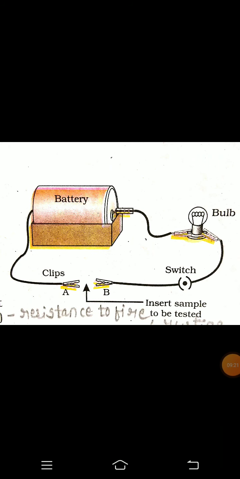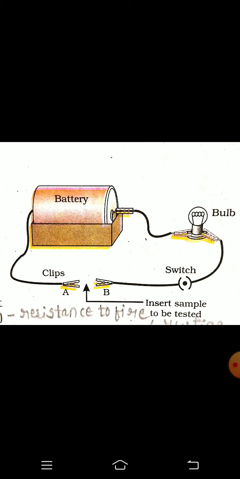Now let us see another activity to find the next physical property of metals. We have to set up an electric circuit as shown in the figure. We'll have a battery, clips, switch and bulb. We have to place the metal to be tested in the circuit between terminals A and B as shown. You see, A and B are clips, right? So what we have to do? We have to insert the sample of metal in between these two clips. Whichever metal we take for the experiment needs to be attached in between these terminals A and B.